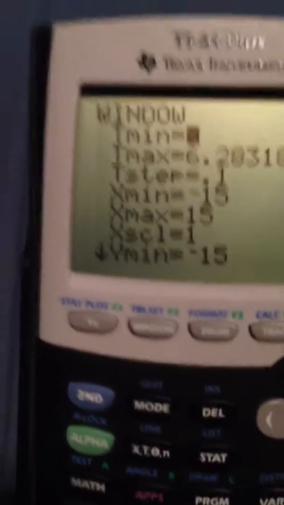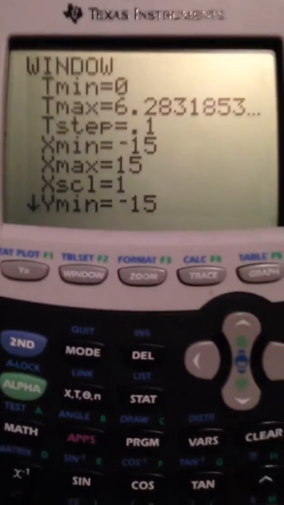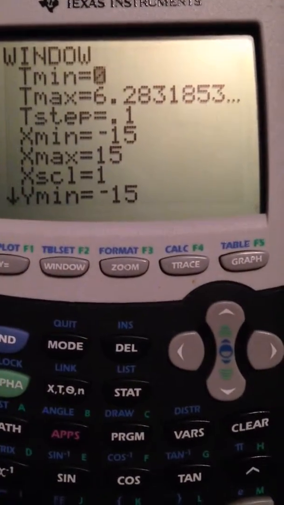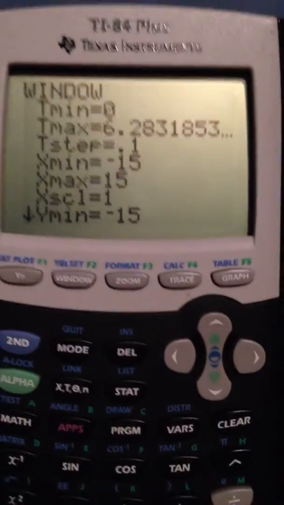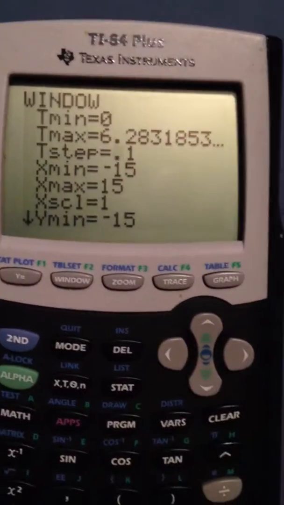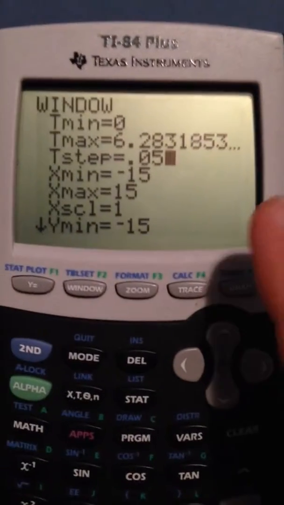If you make this step smaller, it just means there'll be more dots plotted, which results in a smoother graph, but as there are more points, it will take longer to graph. So I'll change the step to 0.05 to show that.